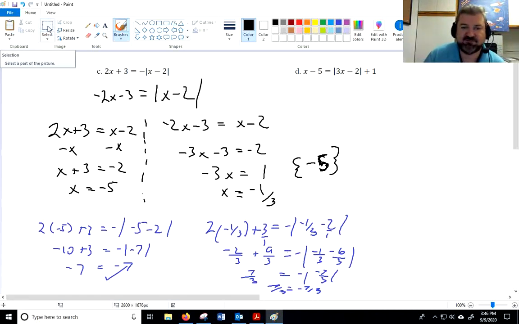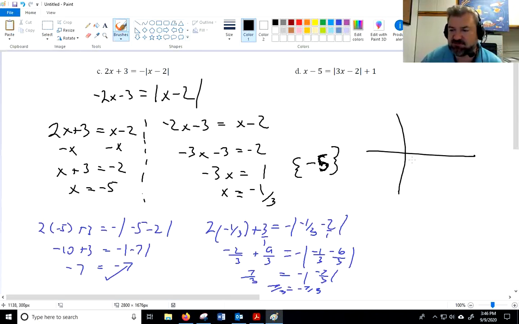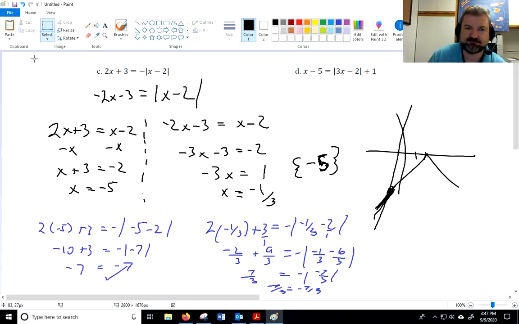And you could graph it, and if you're looking for a pictorial representation, what happened there? Well, this negative x minus 2 is shifted to the right 2. So this is a V like that. And then 2x plus 3 is something like this, and you see it's steep enough to catch that side over here at the x value negative 5 and a y value of negative 7, but it did not catch that other side of the V.